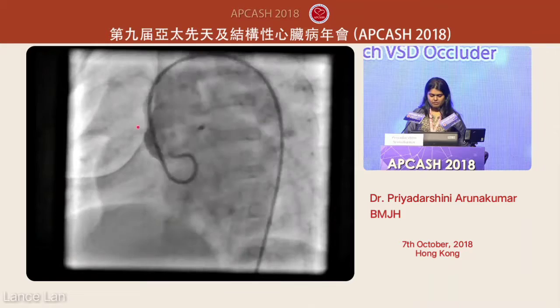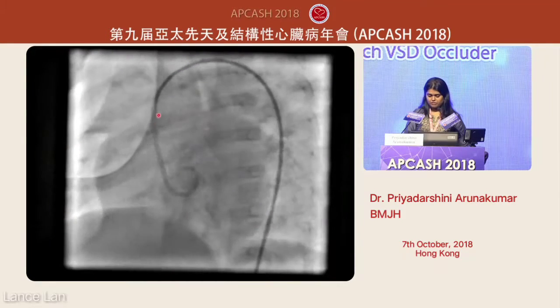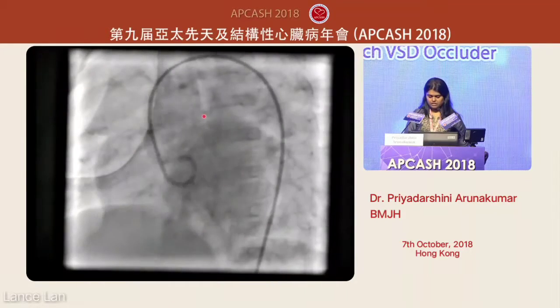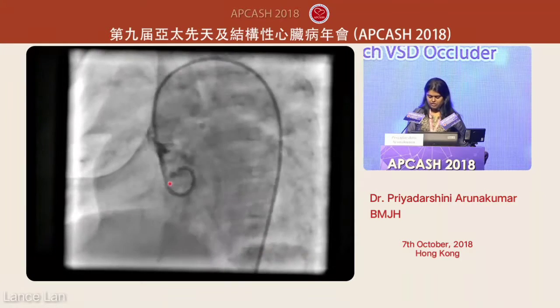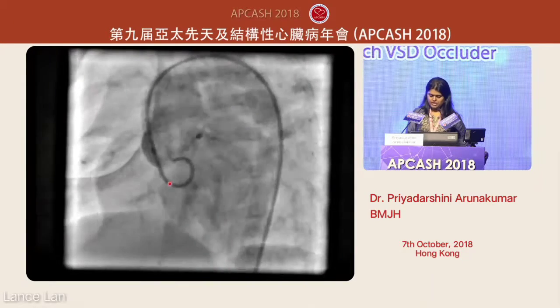Here again, we're not able to see the pulmonary artery, pulmonary valve or the main pulmonary artery. The bifurcation is very clearly seen, and this didn't add much information on top of the AP view per se.